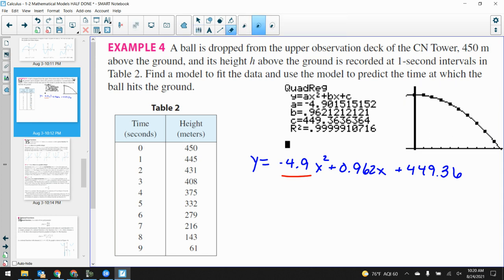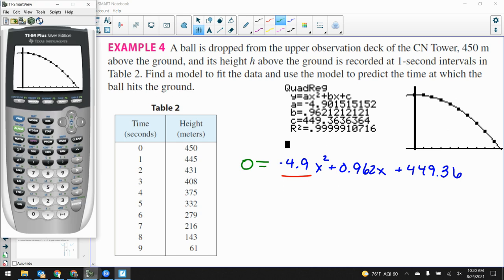Like I would need to go in here and say, okay, get that to go away, and say equals 0. And the best way to do this would be to run the quadratic formula, where A is negative 4.9, B is 0.962, and C is 449.36. But we have our calculator, so let's use it. Second, calculate, zero, because that's what we're really finding, right?